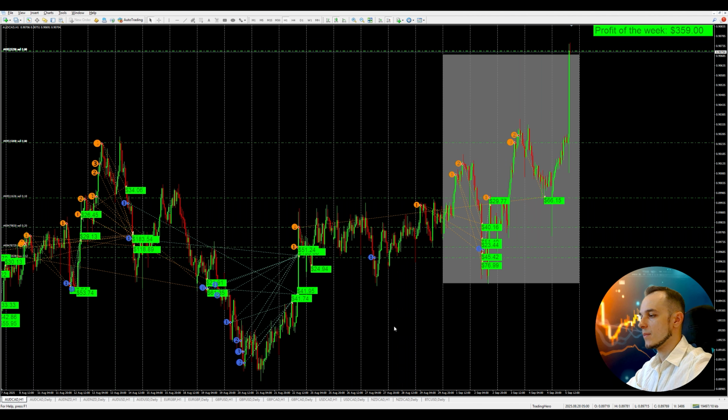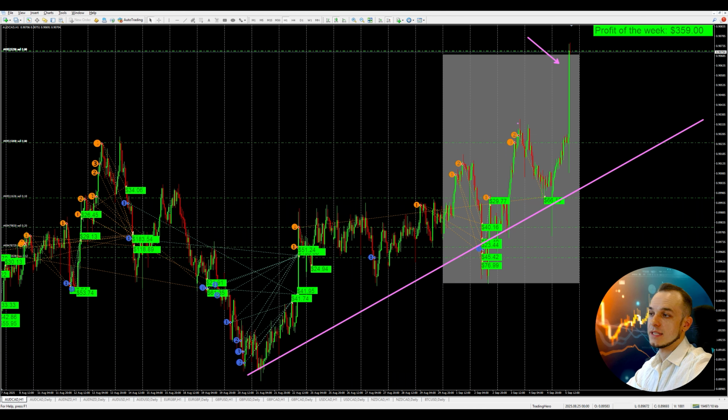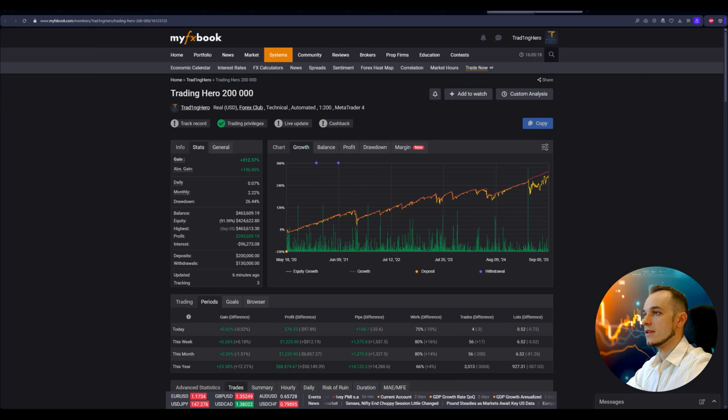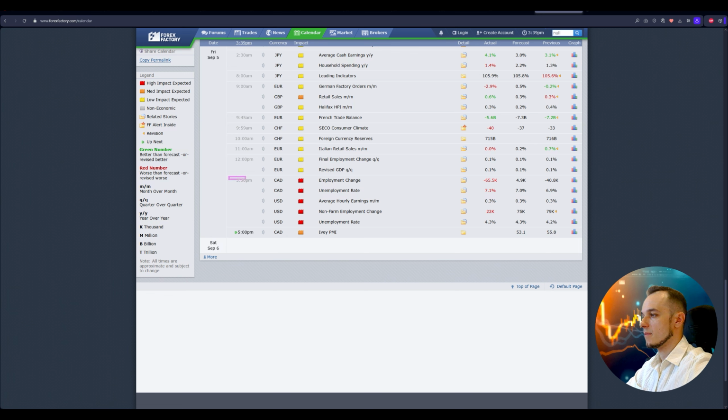Speaking about the technical picture, we can see that the local uptrend continues, and after the release of the Canadian unemployment rate, we can see that this trend sped up a bit, because if we check the news, we can see that the number of employed in Canada decreased by 65k, although the expectations were plus 5k, so we have a difference of 70k, which is quite a big surprise.